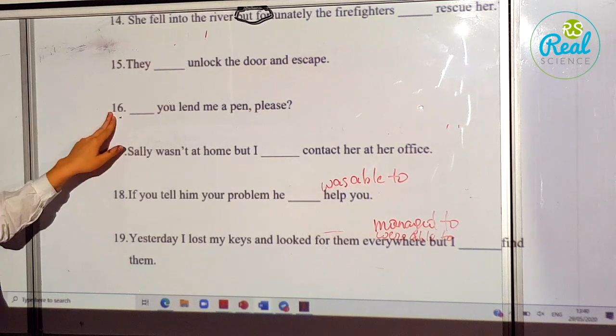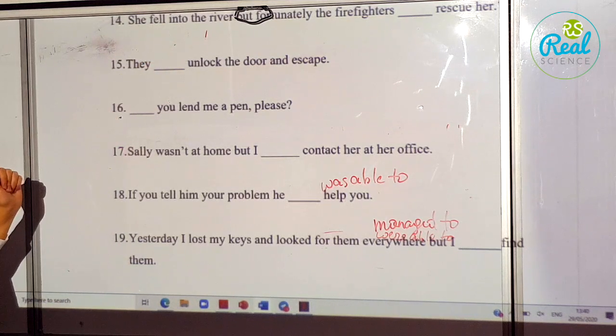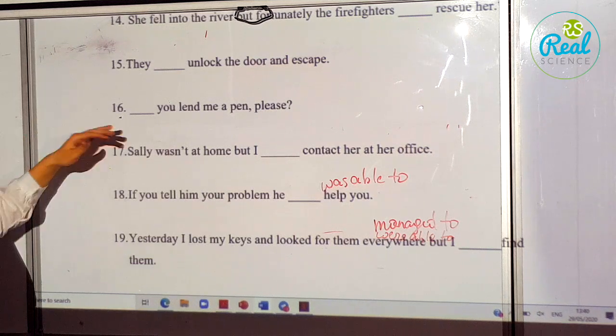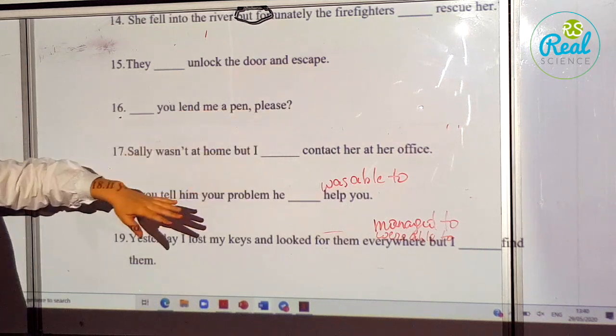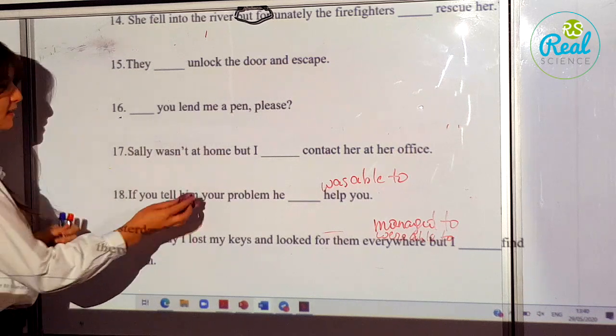Okay. So can you move to the sixteenth? "Could you lend me a pen, please?" Okay, very good. So, could you lend me a pen, please? Nice. Seventeenth.